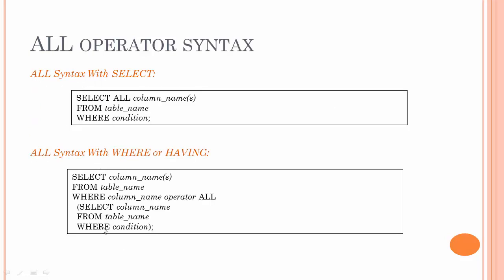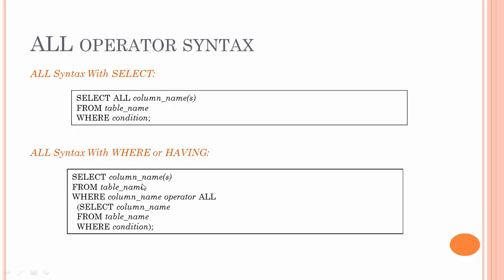Now here we have the syntax of the all operator. The first syntax is the all syntax with a select statement: select all, then column name from table name where condition. And the next syntax is with the where or having clause.